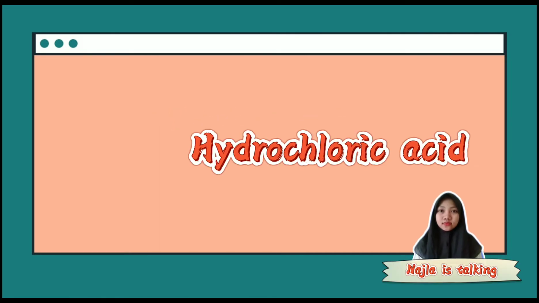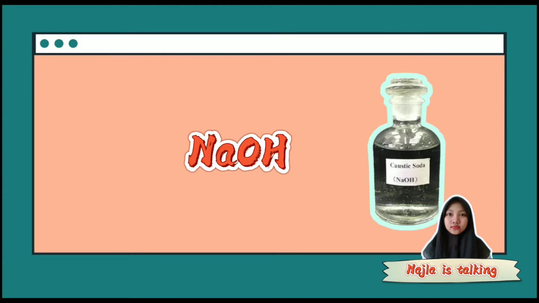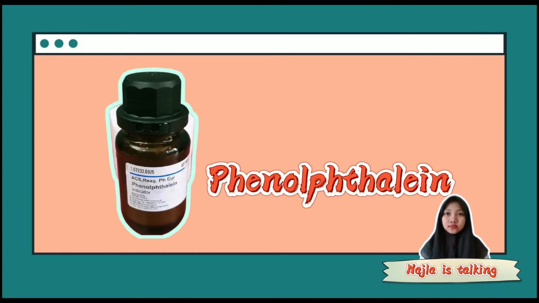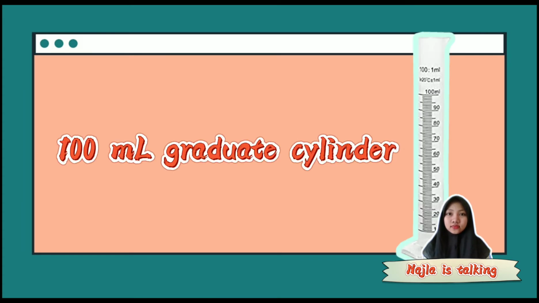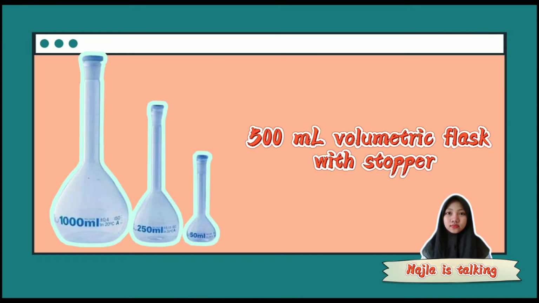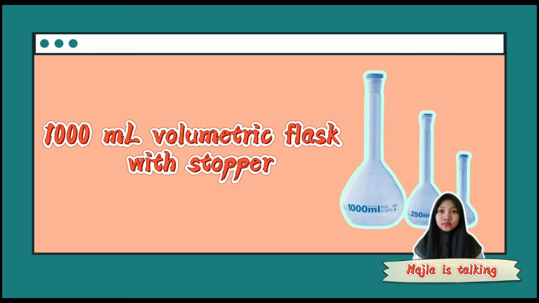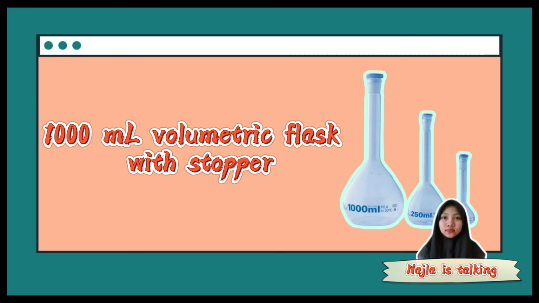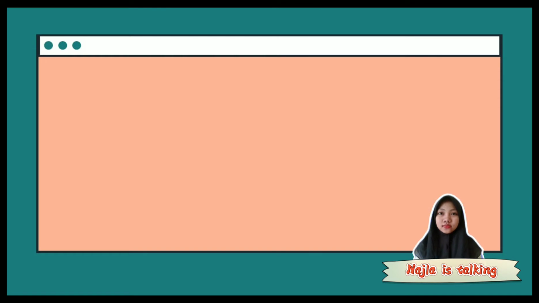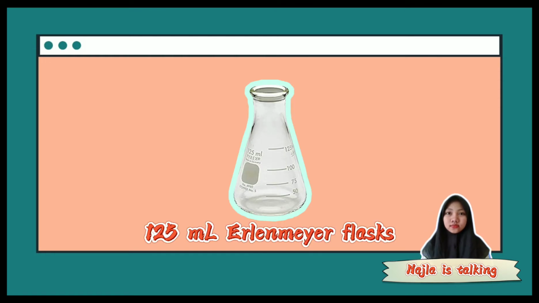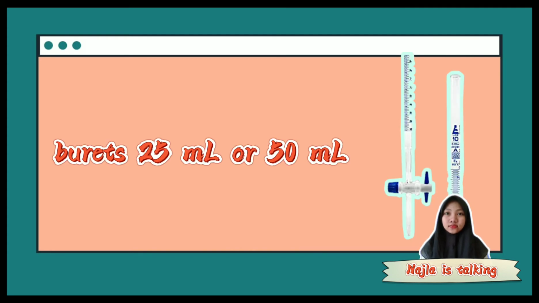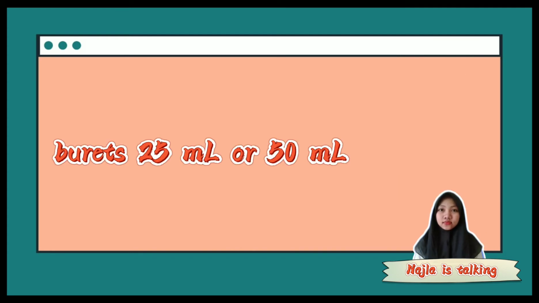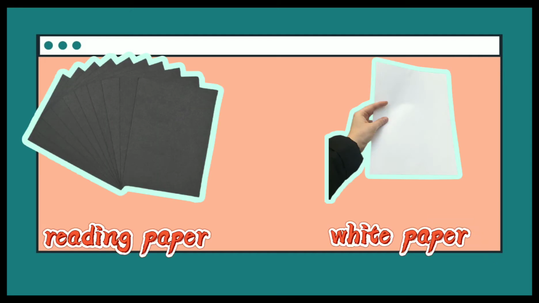Materials are hydrochloric acid and NaOH. Phenolphthalein is the indicator, a 100 ml graduated cylinder, a 500 ml volumetric flask with stopper, a 1000 ml volumetric flask with stopper, a 125 ml Erlenmeyer flask, a burette of 25 ml or 50 ml, and reading paper and white paper.